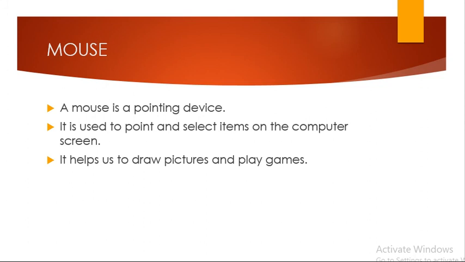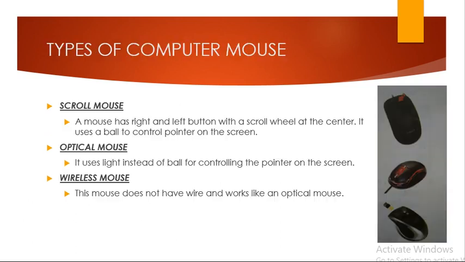It is used to point and select items on the computer screen. With the help of this mouse, you can select anything from the screen. It helps us to draw pictures and to play games. With the help of the mouse cursor, you can easily draw freehand drawings in MS Paint also. For playing many games also, you can use the mouse on your computer.